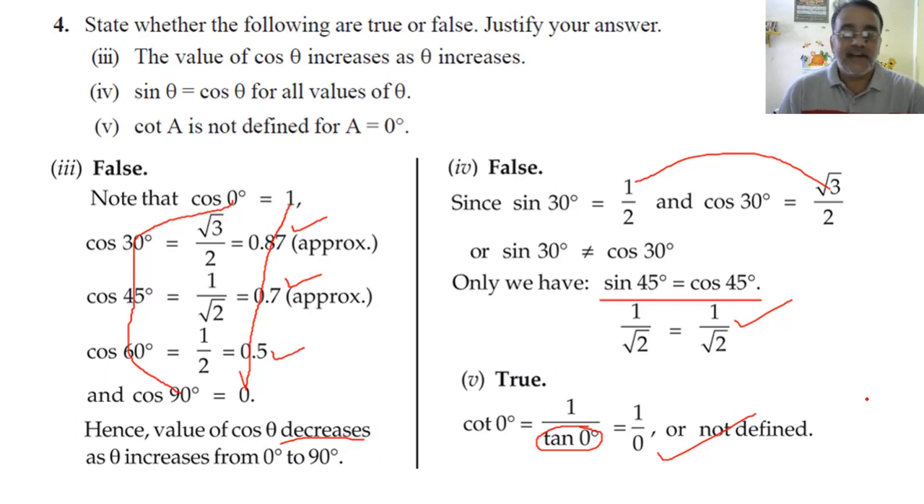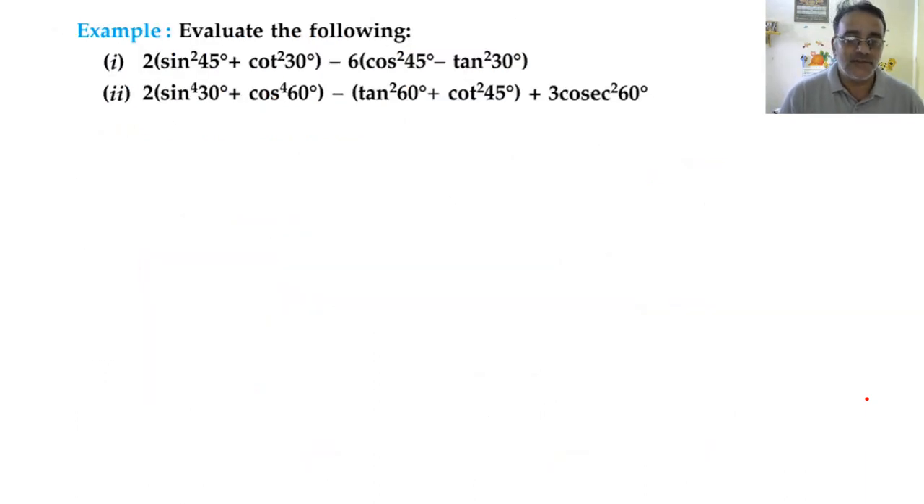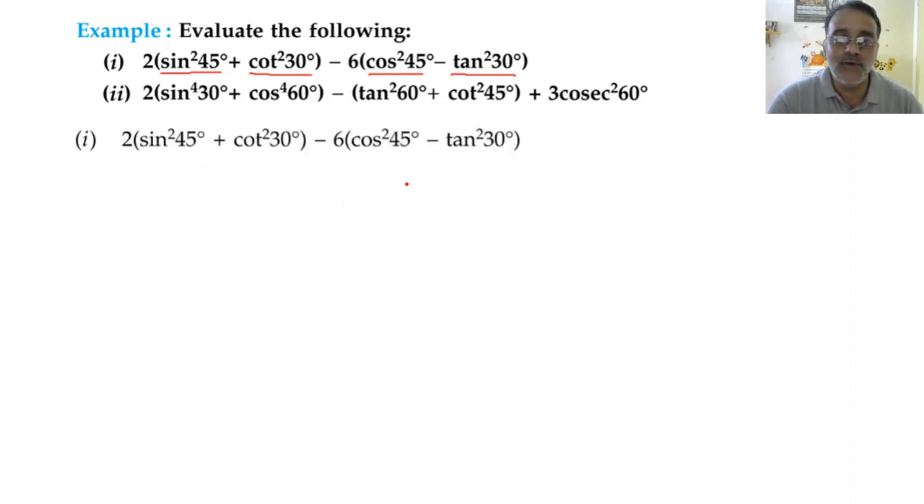Yes, sir. Okay, now we are going to do some examples. So these are the examples based on evaluating. So first bit: 2 sin square 45 degree plus cot square 30 degree minus 6 times cos square 45 degree minus tan square 30 degree. What is the value of sin 45 degree? 1 by root 2. Cot 30 degree? Root 3. Right, very good. Cos 45 degree? 1 by root 2. Tan 30 degree? 1 by root 3. Okay.